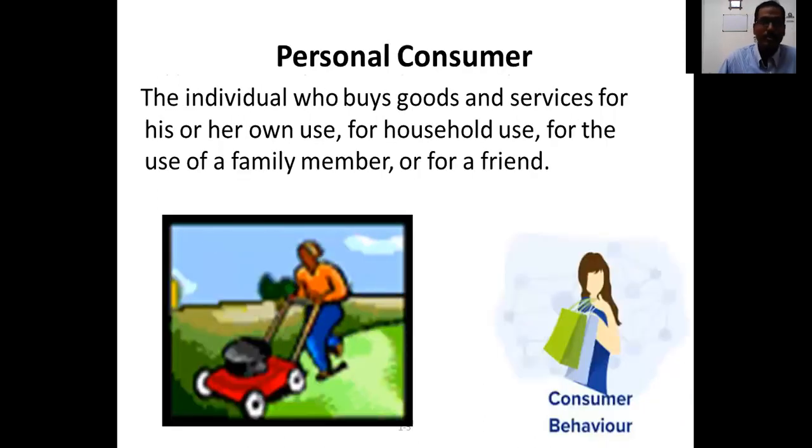So personal consumers are individuals who buy goods and services for his or her own use, for household use, for the use of a family member or a friend. So a personal consumer means someone who buys a cosmetic product or any household grocery, something like that. They purchase this either for their own use, or their family members, or for a friend. So this is called a personal consumer.